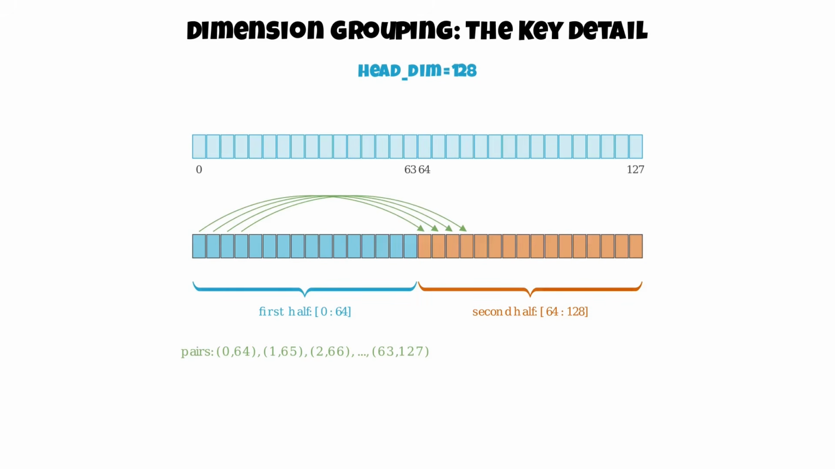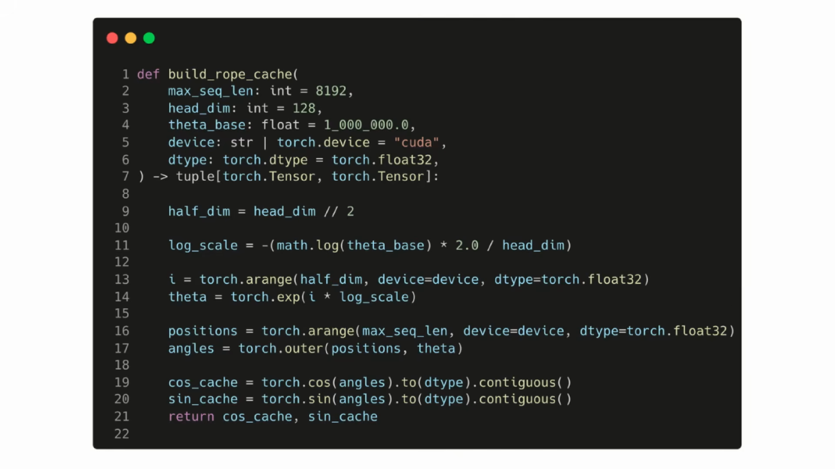Why does this split matter so much? Because it dictates exactly how we write our Triton kernel. Thanks to this layout, we don't have to jump around memory. We simply load the first 64 elements as x first and the second 64 elements as x second. Then we apply our rotation formula directly.